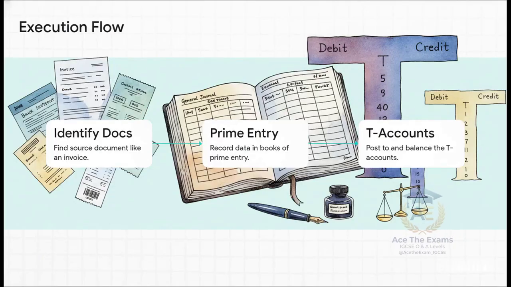Now, our technical execution always has to follow a strict step-by-step procedural flow. Step 1, we identify the correct source document like an invoice or a bank statement. Step 2, we take that data and record it in the books of prime entry. And Step 3, we post it to and balance the T accounts. Those T accounts remain the absolute gold standard for visualizing double-entry logic clearly.